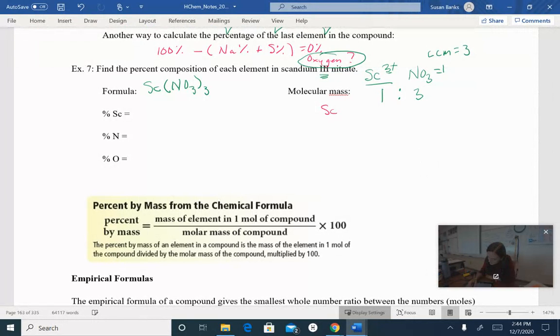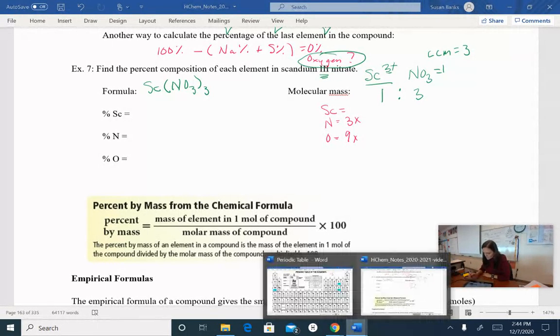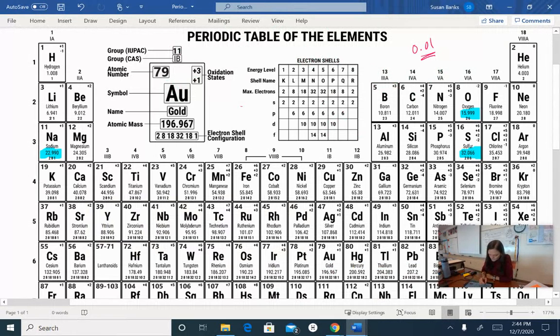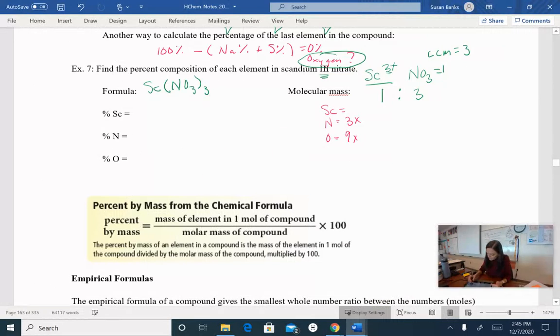Okay? Now our molar mass, let's set it up like we did before. I have 1 scandium. I have, let's see, 3 times 1 will give me 3 nitrogens. And I have 3 times 3. That gives me 9 oxygens. So we need to look at our periodic table now to find the masses for each of these. So let's look. Scandium, 44.956. That's going to round to 44.96. So 44.96 for scandium.